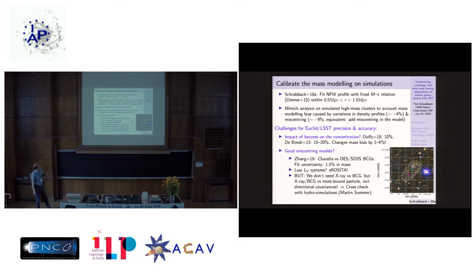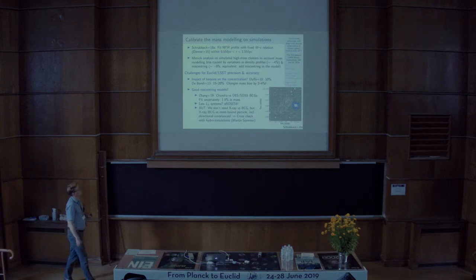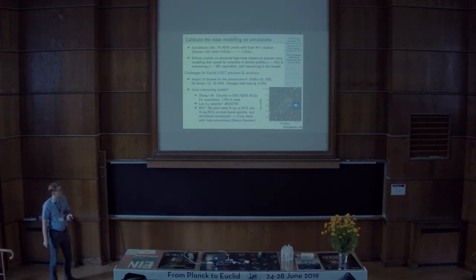And you need to account for this, and the way this has been done in a number of studies now is basically to mimic the analysis on the data, on simulated clusters from n-body simulations. There are a few challenges which have been ignored so far, which I think need to be addressed for the future. One is, for example, the impact of baryons also on the concentration. I think Anya mentioned also the impact on the halo mass function, but baryons can also change cluster concentrations, and if we don't match this in the simulation, we can bias our mass measurement by a few percent.